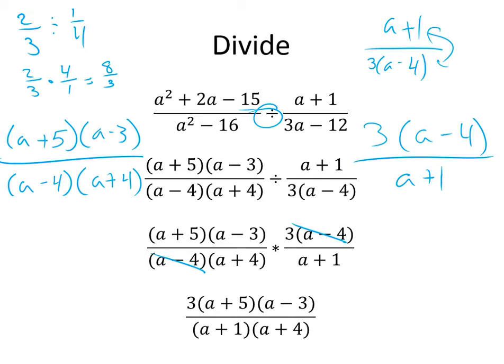From here, if you want to go any further, you would FOIL the top and bottom through. But that's as far as you have to go. You don't have to multiply it together if you don't want to.